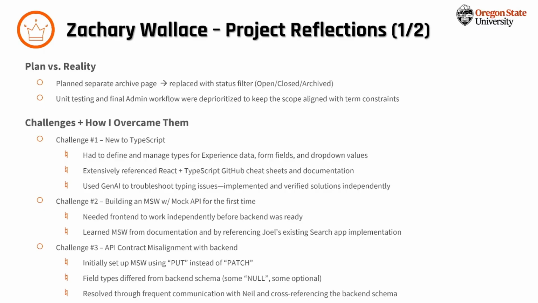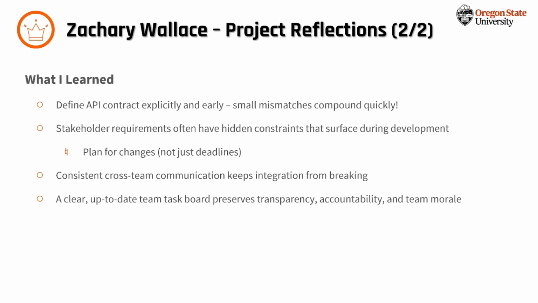Third was the API contract misalignment. I had put PUT where I should have had PATCH, and some field types didn't match the backend schema. Regular check-ins with Neil and cross-referencing the schema directly got that resolved. The biggest thing I took away was to really nail down the API contract early. Even small mismatches between front-end and back-end schemas snowball fast once you're deep into integration.